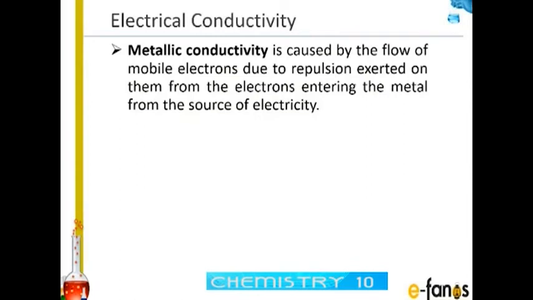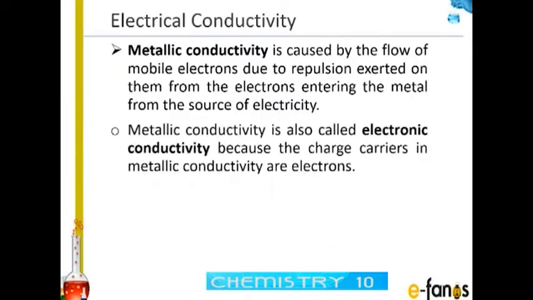So metallic conductivity is caused by the flow of those mobile electrons or delocalized electrons due to the repulsion exerted on them from electrons entering the metal from the source of the electricity. We can also call metallic conductivity electronic conductivity because the charge carriers in the metallic conductivity are electrons.